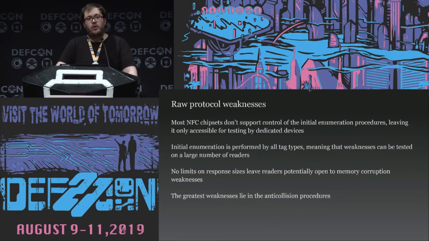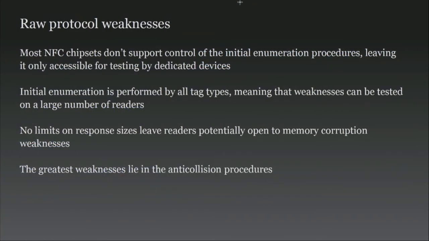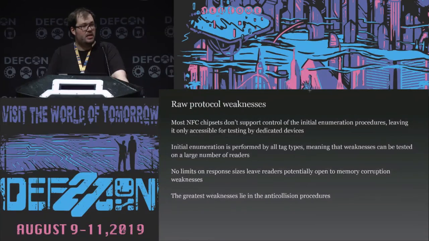Now, the raw protocol weaknesses are important because even with traditional NFC chips that are dedicated for that purpose, you can attack things like NDEF and other more high-level issues. But you can't attack the enumeration level, because if they hadn't implemented that, then there wouldn't be very much point in having an NFC chipset in the first place. The big thing is that initial enumeration, that's sending requests to identify unique identifiers, is performed by all tag types of this range, meaning that if I found an attack there that was viable on the readers, that would be very useful in a lot of places.